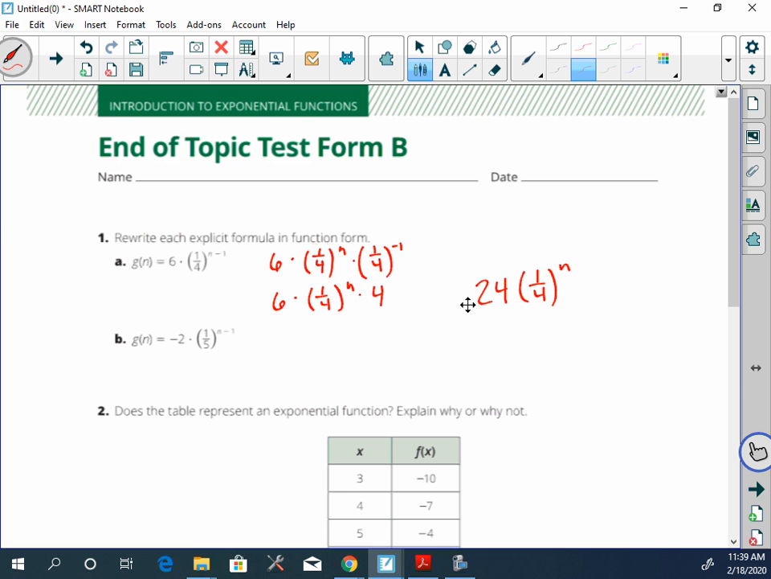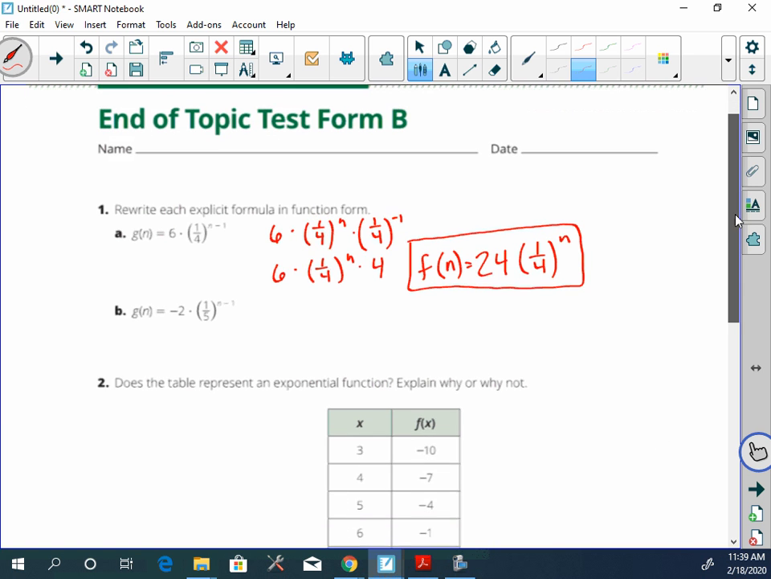And it says in function form, so usually you'd see that as like f of x. Here I have n, so I'm going to write f of n. If you switch that to an x, that's no big deal. But that would be your function form for it then. Okay, and part B is very similar to that.